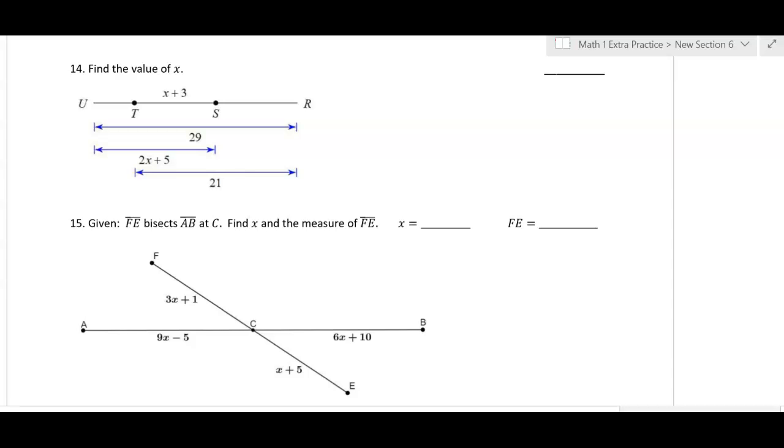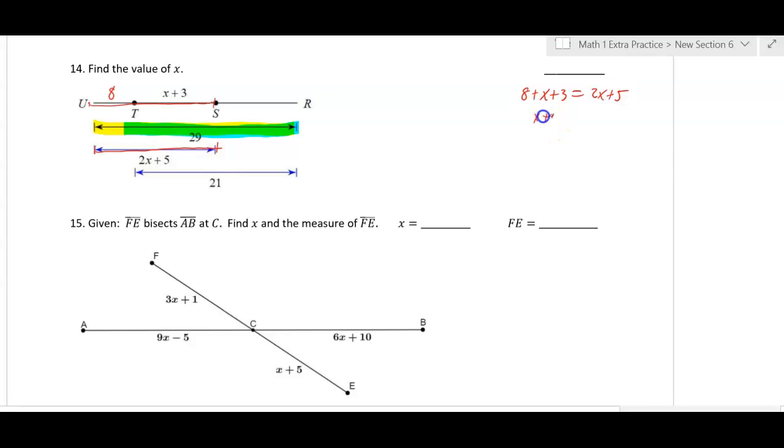Number 14. Again, fill in what you know. Right away, if this whole segment is 29, right? 29 minus 21, right? If I look, this segment and this segment overlap to here. So 29 minus 21 would give me 8. And right away, 8 plus x plus 3, right? These two segments I know have a length of 2x plus 5.